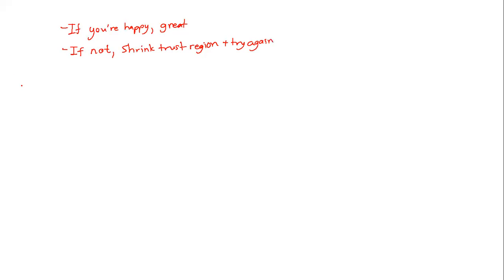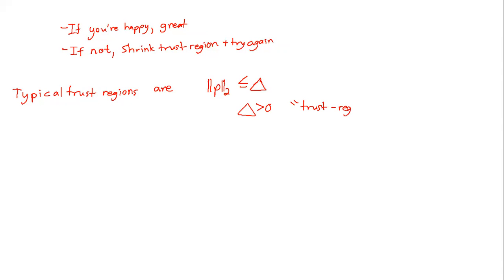Other typical things, so typical trust regions are something like the 2 norm of p is less than or equal to this big delta, and delta greater than 0 is what they call the trust region radius. But there's also other types of trust regions. The book says elliptical, box-shaped could also be used.